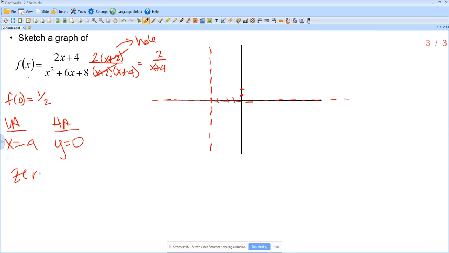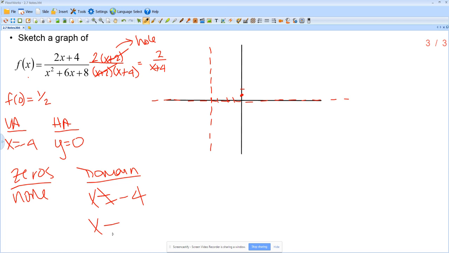Next, we look at the zeros. Zeros happen when the numerator is equal to 0. Well, there's no x in the numerator, so we have something like 2 equals 0, which is never true. So there are no zeros here. The other thing you should keep in mind is the domain. X cannot be negative 4, because of this vertical asymptote. But x can also not be negative 2, because of that hole in the graph.